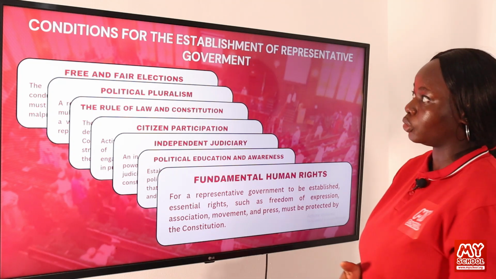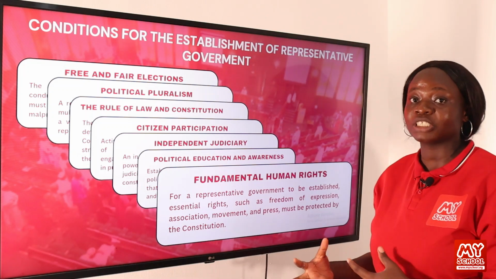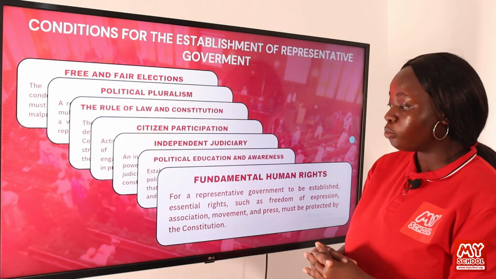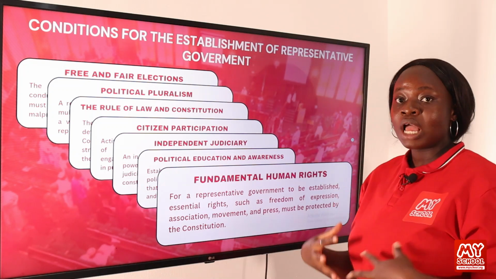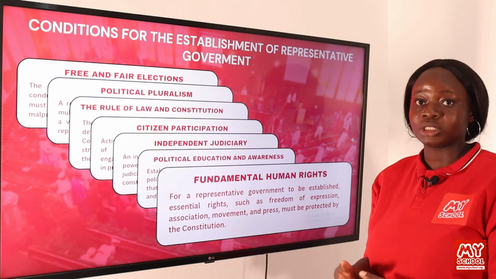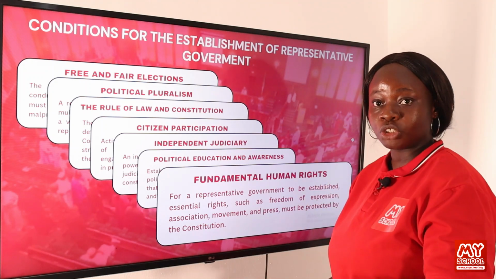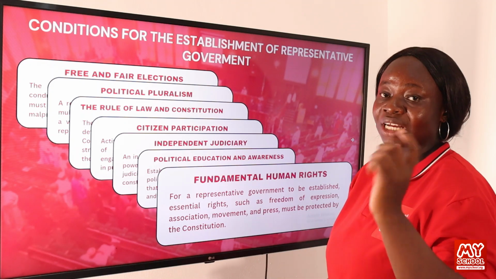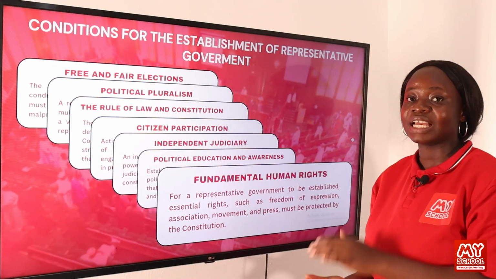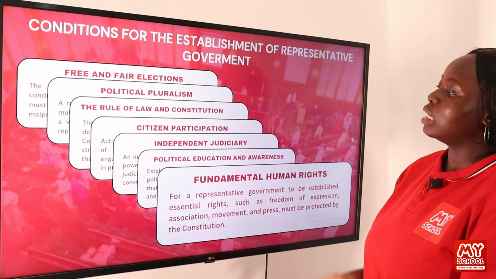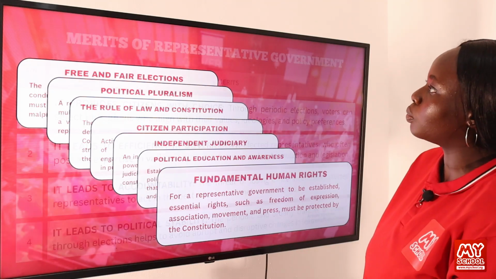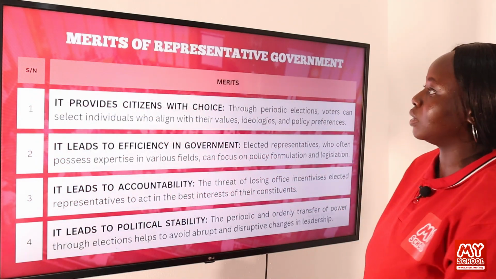protected by the Constitution. All of these rights allow citizens of the country to come together to form an association and to discuss various political issues within the country and to actively choose members of the society who can actively represent them when they are given the position of authority. Now let's move on to the next slide where we discuss the merits of a representative government.